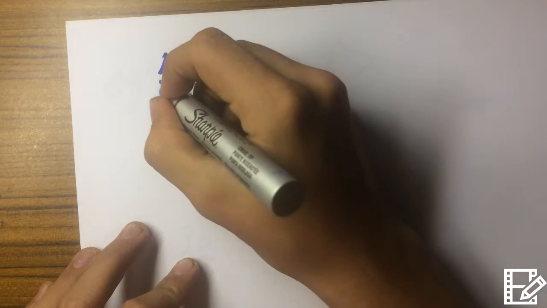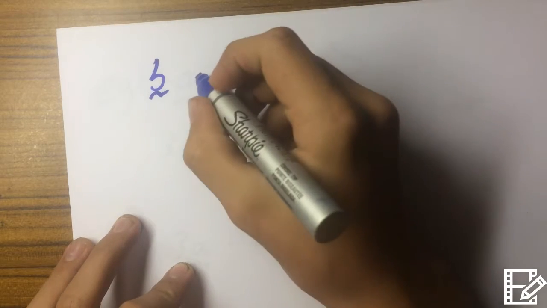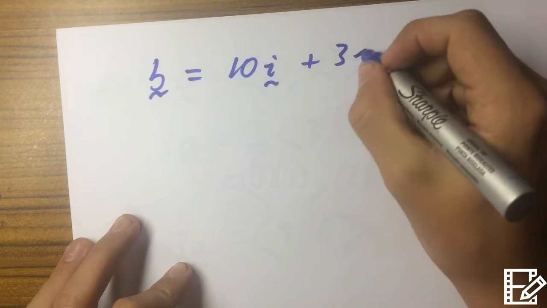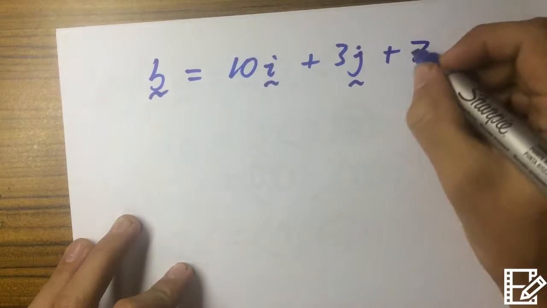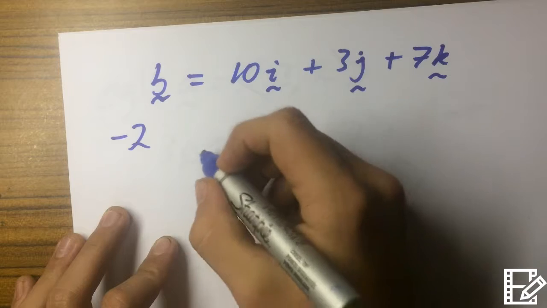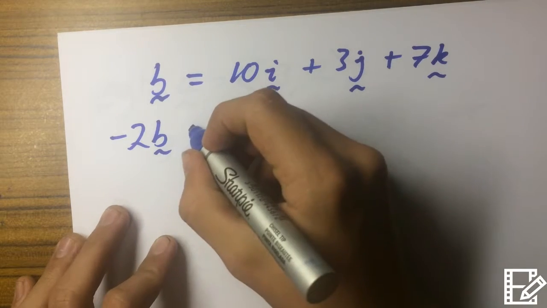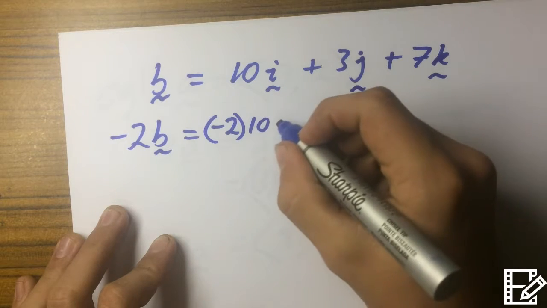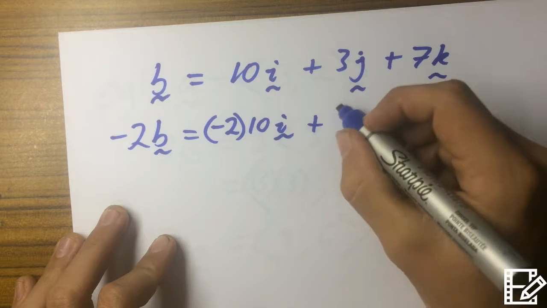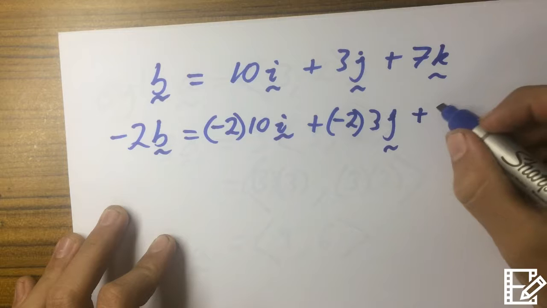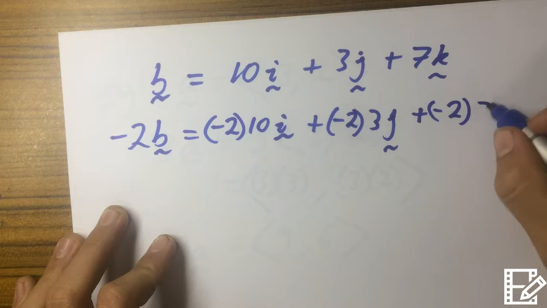Let's say we have b vector, that equals 10i plus 3j plus 7k. Okay, and what we're going to do is multiply -2 onto this b. That means we'll multiply -2 onto the 10, multiply -2 onto the 3, and then multiply the -2 onto the 7.